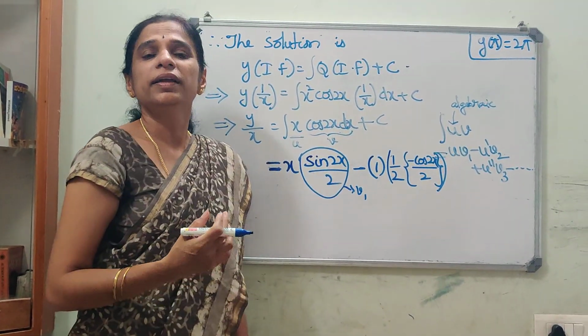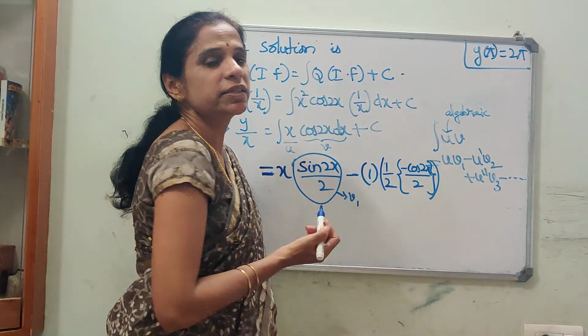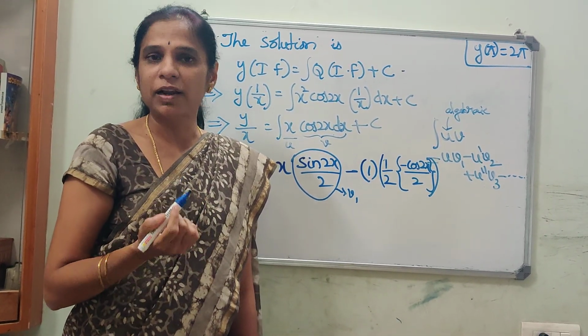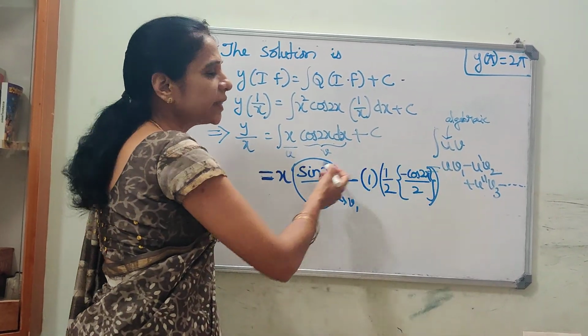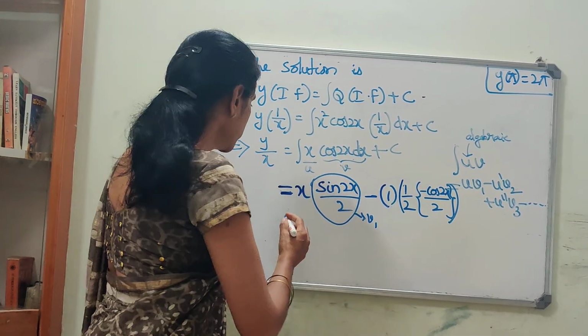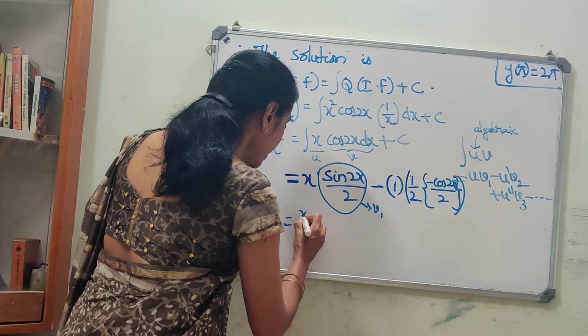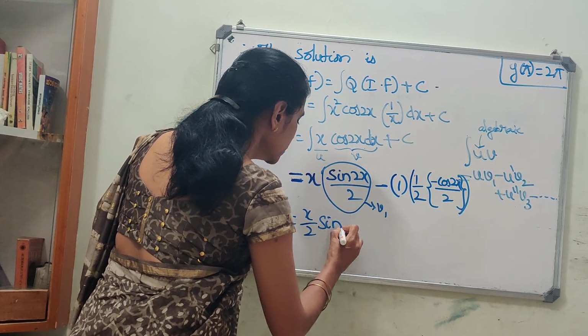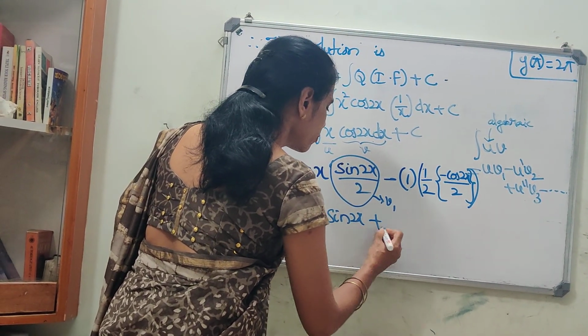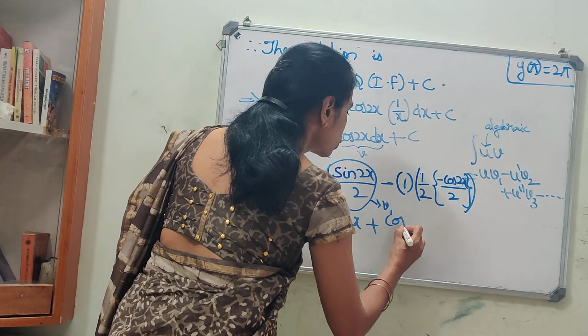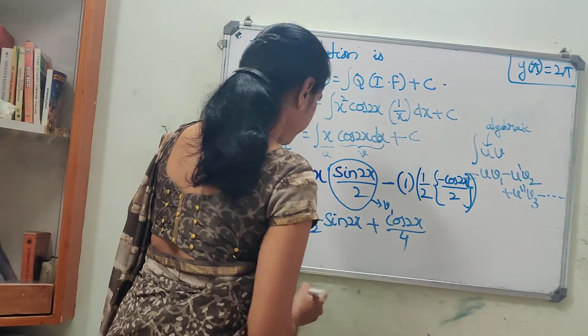See, it is very handy to use generalized integration by parts of Bernoulli because you will be getting the entire integral in one step. So you can just now simplify this. This will be x by 2 sin 2x minus of minus is plus cos 2x divided by 4.